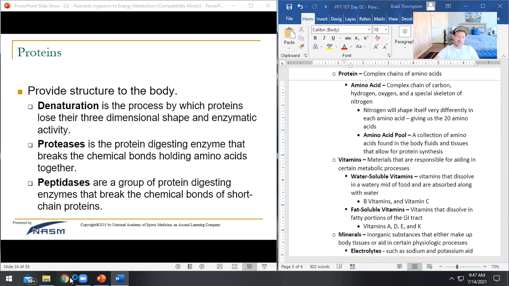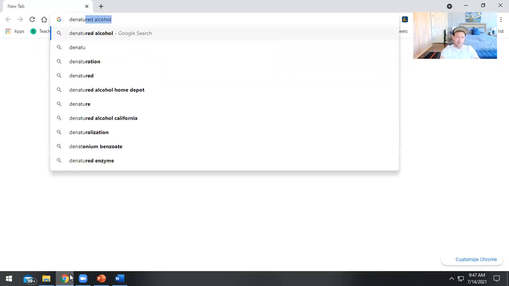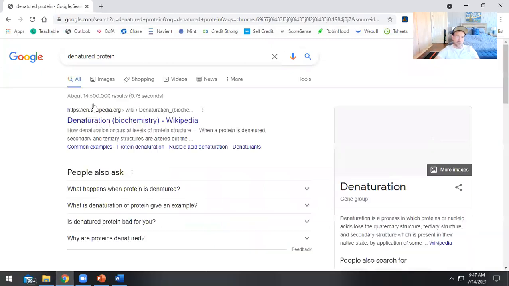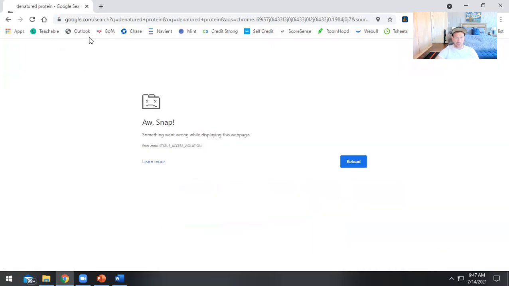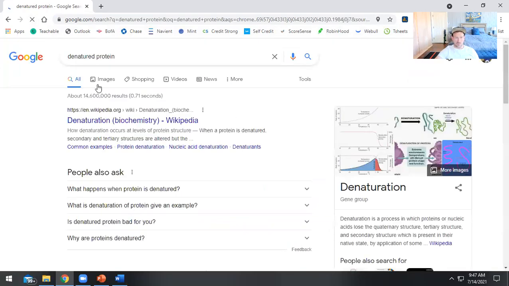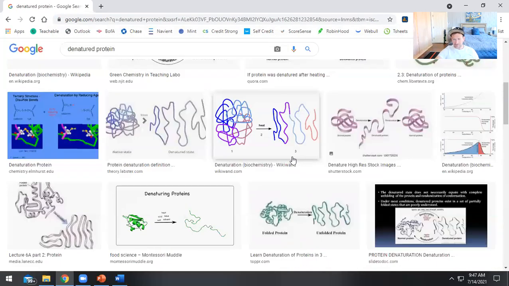You've actually seen denatured protein. You have seen denatured protein if you're anything like me, and you've been cooking.